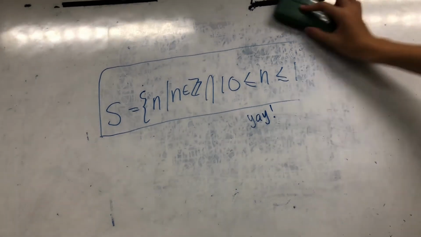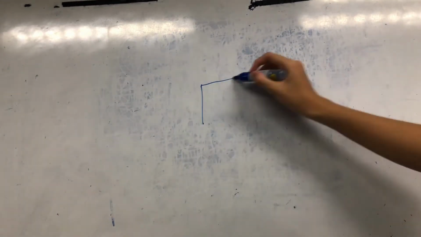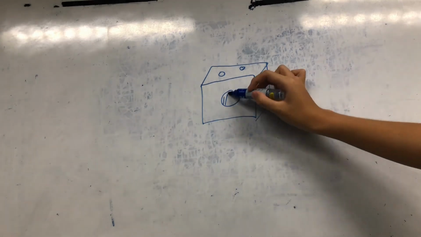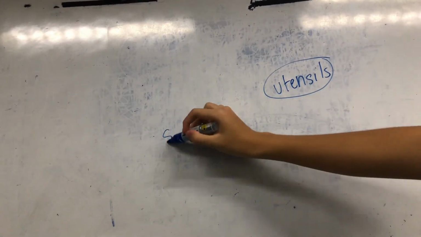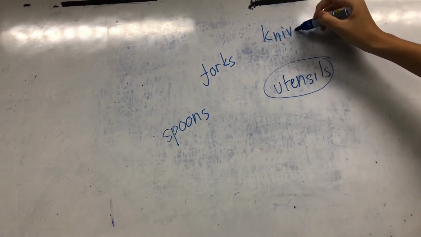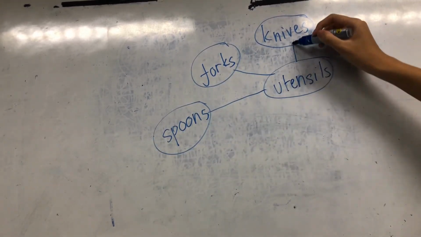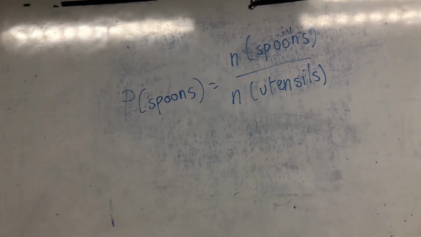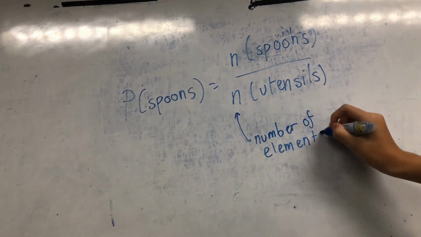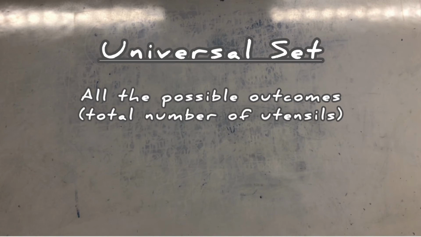With all of this in mind, let's connect all that we've learned so far into another related subject, probability. Probability is simply a chance of something happening, and we can measure this using sets, or rather the size of it. Imagine you have a set of utensils, spoons, forks, and knives. If you close your eyes, the probability of you choosing a spoon is basically the number of spoons you have divided by the total number of utensils you have, or basically the size of your desired set divided by the size of the universal set. The universal set basically means all the possible outcomes, in this case the total numbers of utensils.